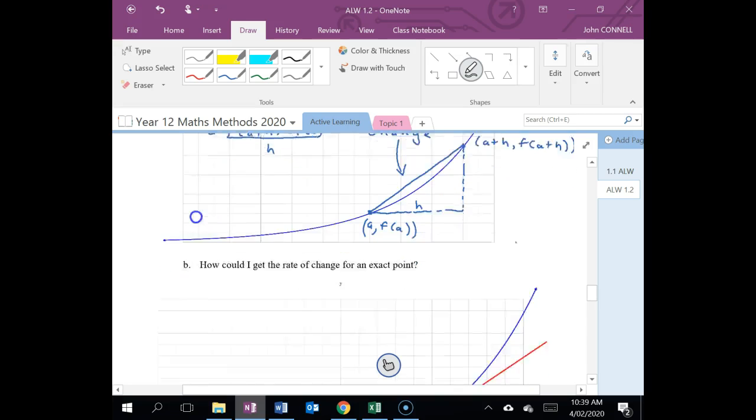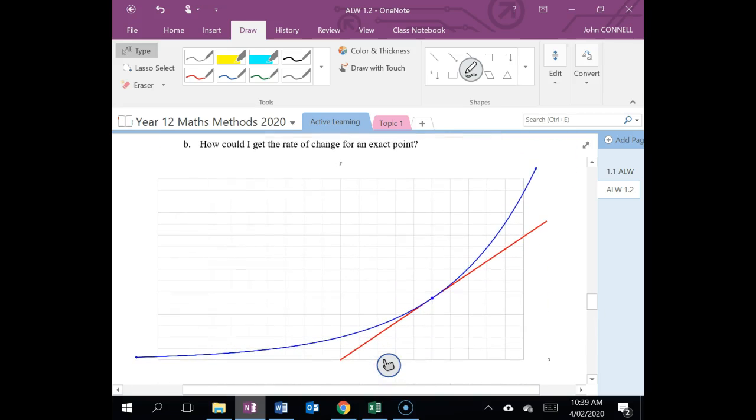So you see, how can I get the rate of change for just one particular point? Just this point here. How can I know how much it is changing at that point? That's where a tangent comes in useful. So we draw a tangent to the curve at this point. And notice, between here and here, the curve has exactly the same slope as our straight line. There's actually no difference.